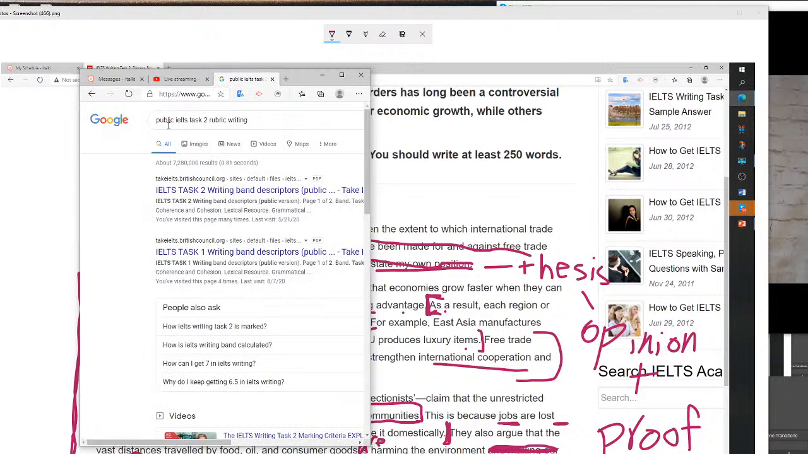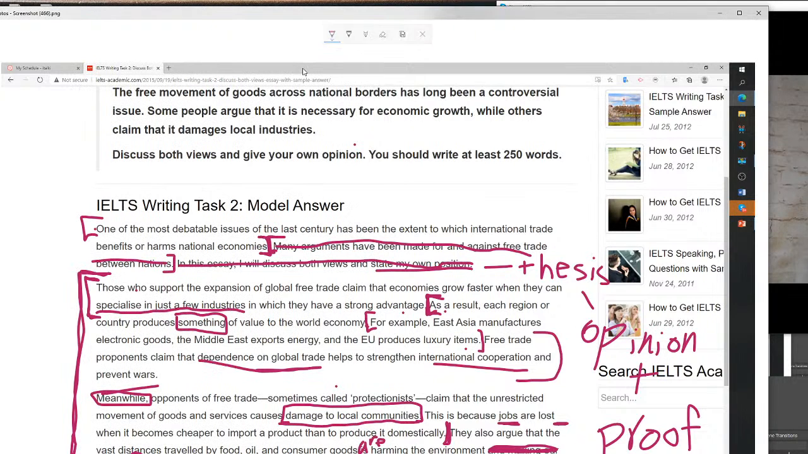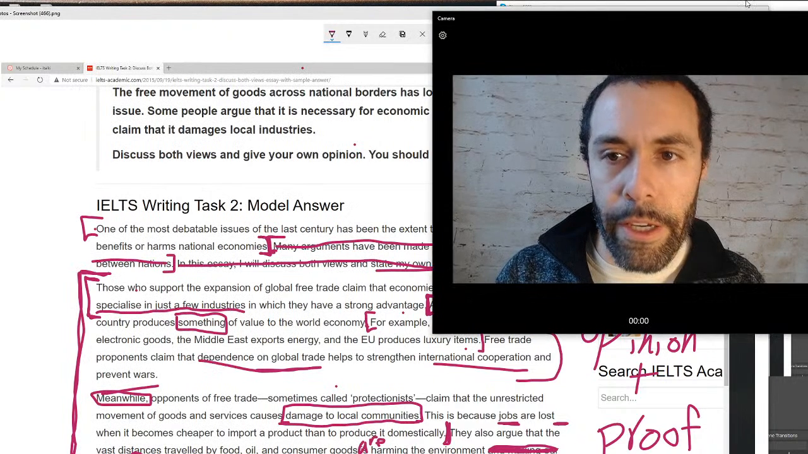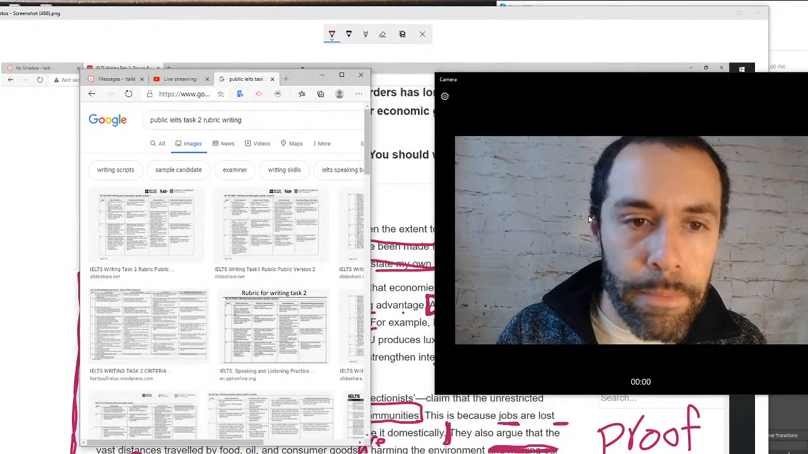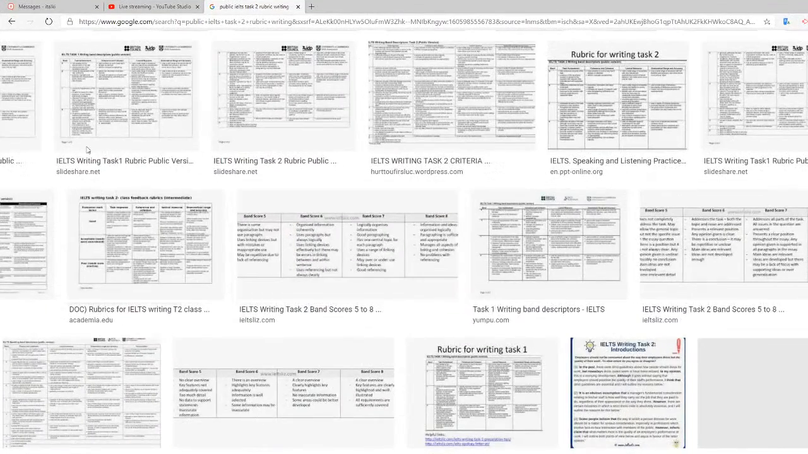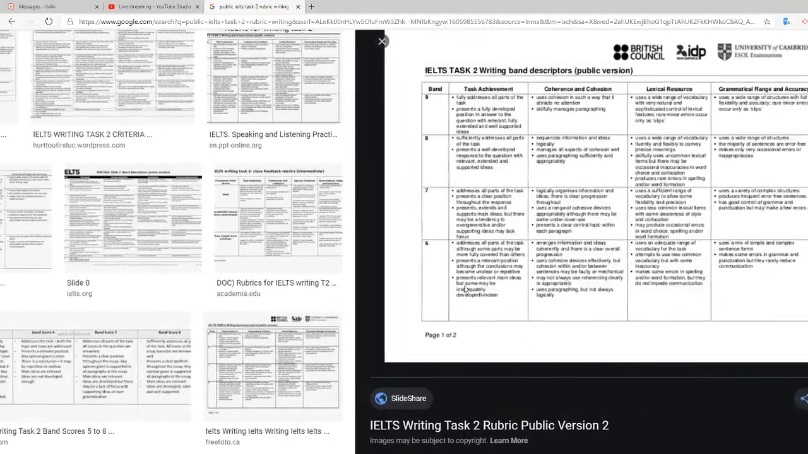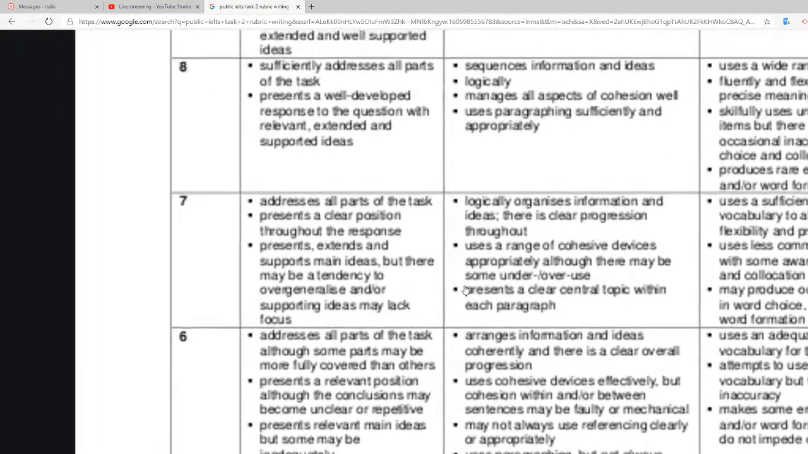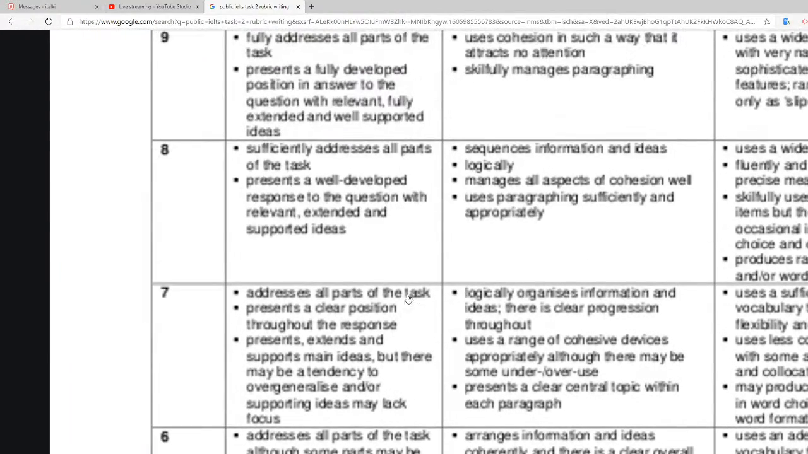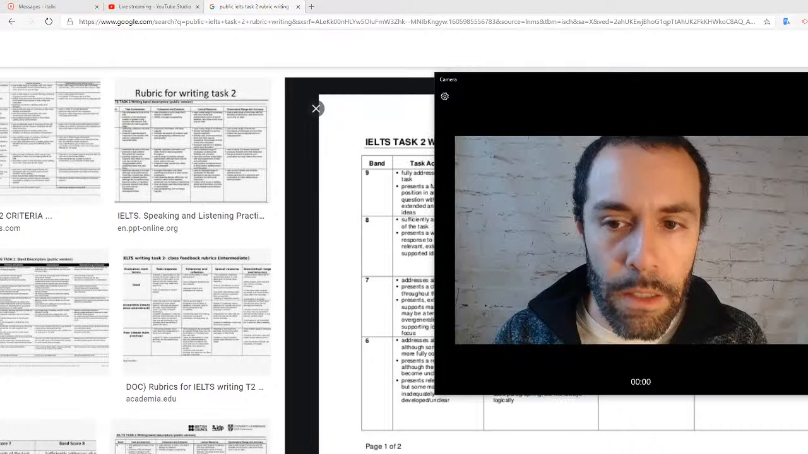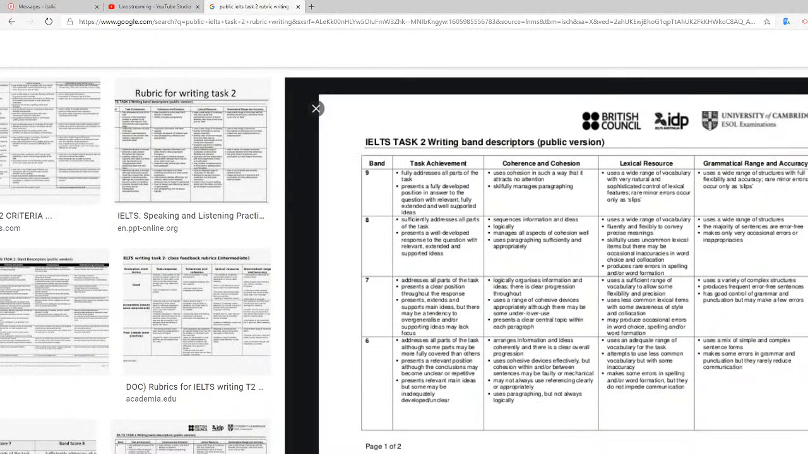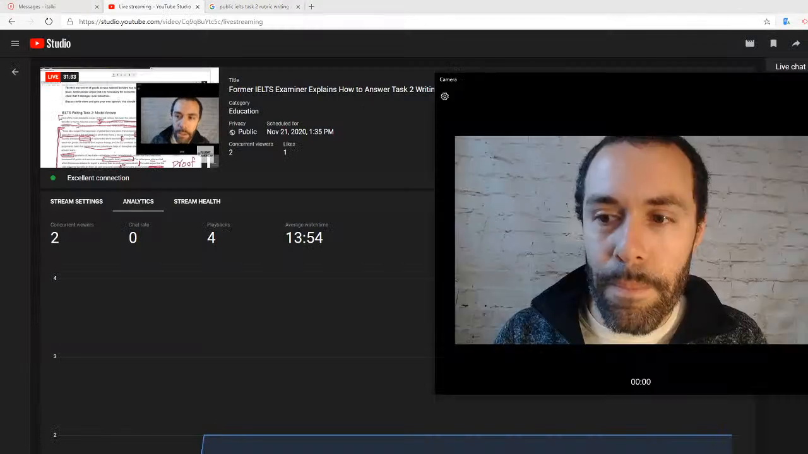And we're going to take a look at the task achievement category. And this is, again, where people are losing points very, very easily. Let's look here. Task 2. I know it's a little blurry, but you can see: addresses all parts of the task, presents a clear position throughout the response. Right there. Task achievement, band 7, presents a clear position throughout the response. Where's the clear position? Where is it? I don't see it.